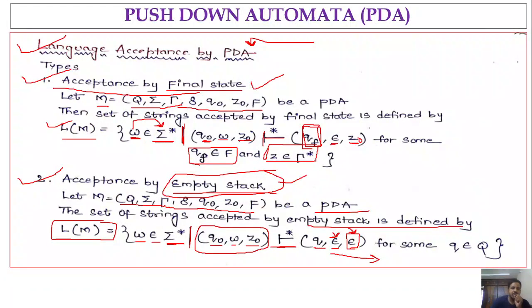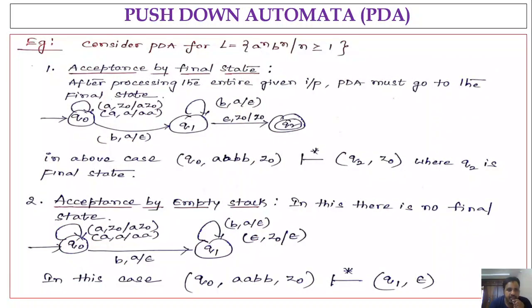So we are going to construct the Pushdown automata for both the things, right? Both the properties. We are going to construct a Pushdown automata with final state, and we are going to construct a Pushdown automata with empty stack. Okay. So let us see the difference between these two.